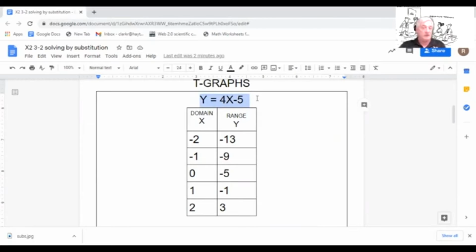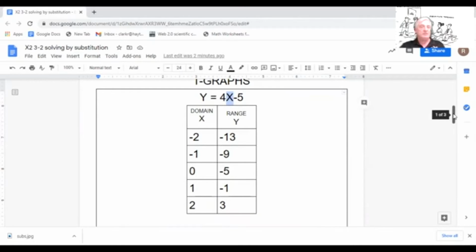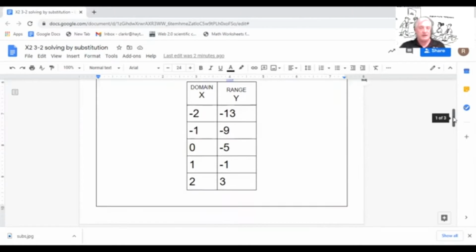We did substitution when we did graphing. How did we get this minus 13? We substituted minus 2 for x. Everywhere there was an x, we took the x out and we put in a minus 2. And then we did the arithmetic. Minus 2 times 4 is minus 8. Subtract 5 more, we got minus 13. We substituted minus 1 in for x. Then we went minus 1 times 4 is minus 4, and minus 5 more was negative 9. We substituted a 0 for x. That's what we did with the t-graphs and the graphing last week.